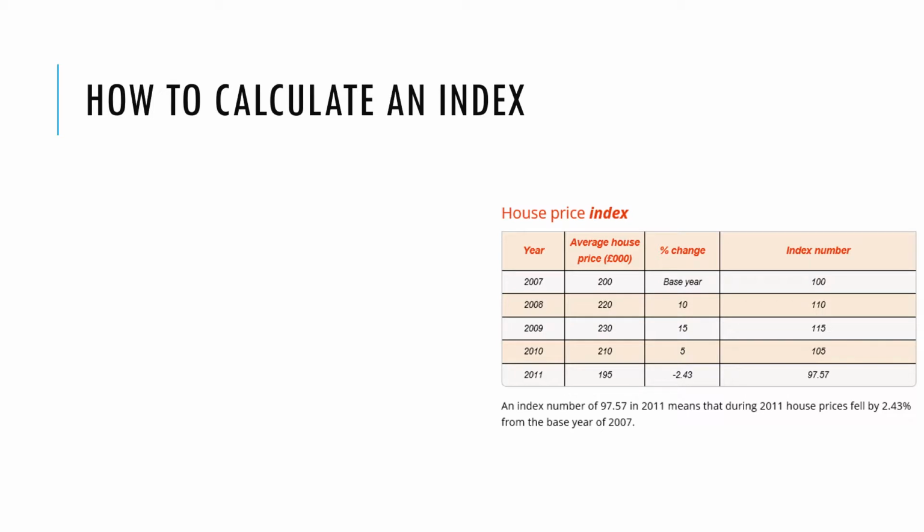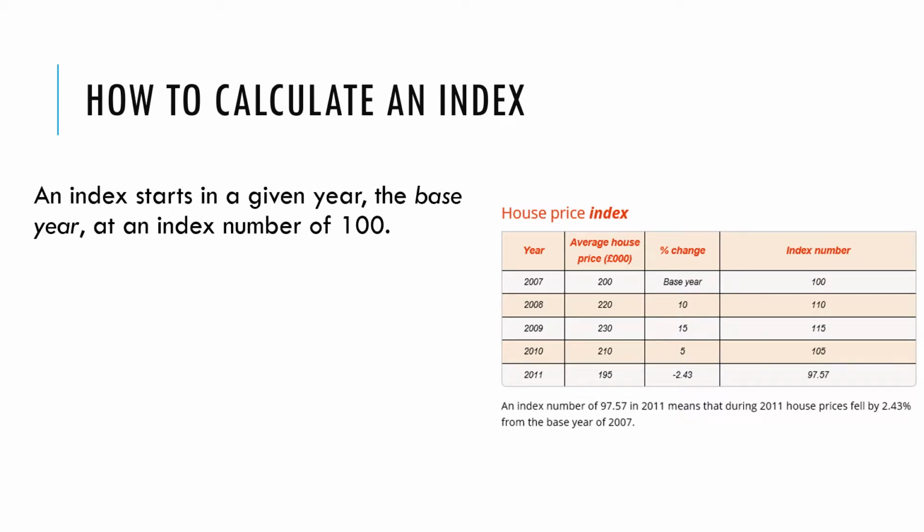Let's talk about how we calculate an index like that then. An index starts in a given year and that base year is set to 100. So for example, over on the right hand side here, we've got years, we've got the average house price in those years, and then we've got a house price index. So we're going to set our base year £200,000 price to 100. And then the following year, 2008, prices have gone up by £20,000. That's a 10% increase. So our index number would be 110. By 2009, average house prices are £230,000. That's a 15% increase on the base year, so our index is 115.